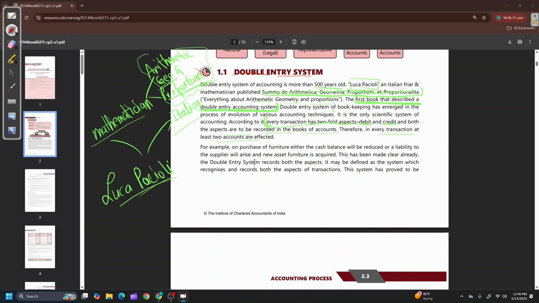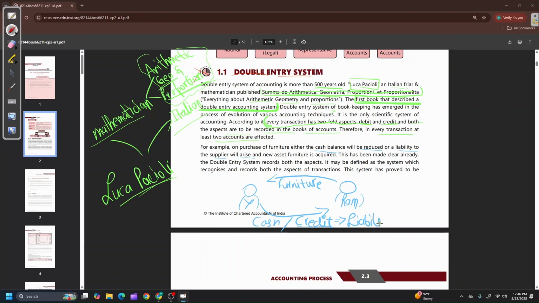Okay, they give you example also. We can just go through it once, right? For example, on purchase of furniture, either the cash balance will be reduced or a liability to the supplier will arise, right? अगर आपने furniture लिया, this is you, this is Ram, this is you. He gave you furniture. तो इसके बदले में या तो you will give him cash or you will promise to pay him later. या तो क्रेडिट पे रहेगा, दैट इज योर लाइबिलिटी.